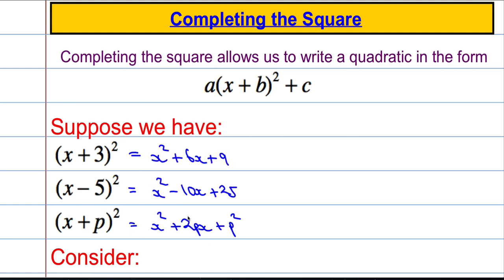Now something else you might have noticed, and it's a really important feature, is that this number here, the plus 3, is half of this. And we have the same happening here. Negative 5 is half of negative 10, and p is half of 2p. And that's an important feature that we're going to use to help complete the square in a moment.